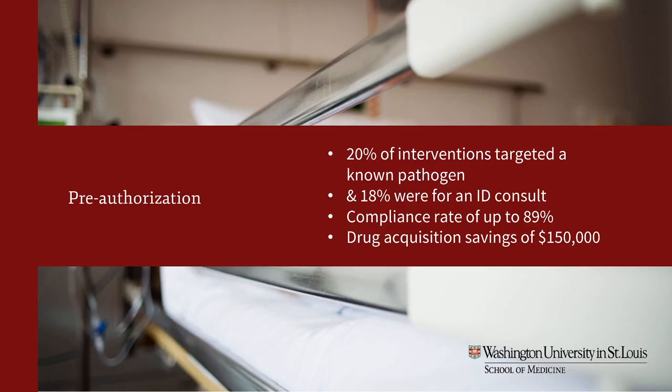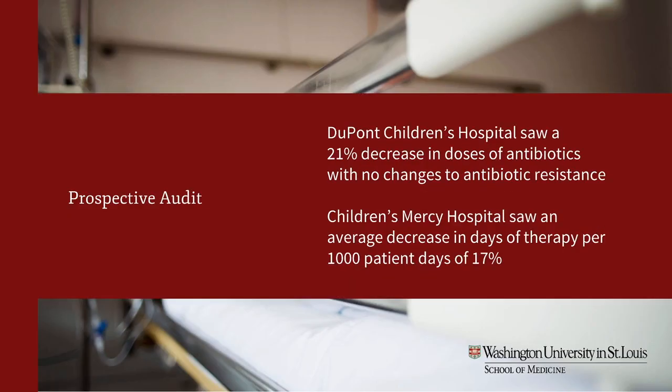The financial impact was a drug acquisition savings of $150,000. Importantly, their program led to better care, and the cost savings involved with making sure a child was dosed appropriately in the treatment of meningitis was not even determined. Prospective audit with feedback has also been a successful strategy in improving antibiotic use in children's hospitals.